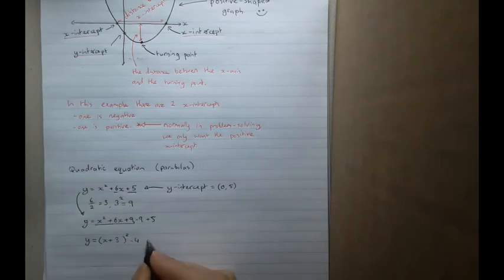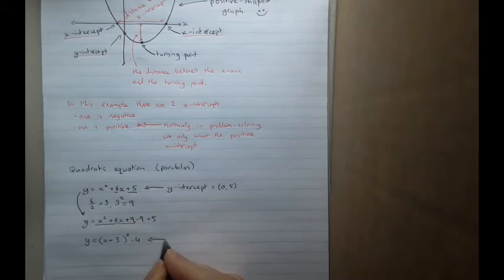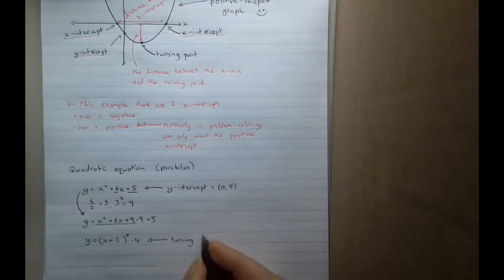So at this point, I've completed the square. So this is turning point form. So I can find my turning point by looking at this 3 and that minus 4. Now, my turning point actually has a value of -3, -4.